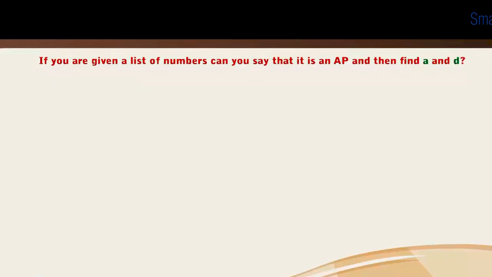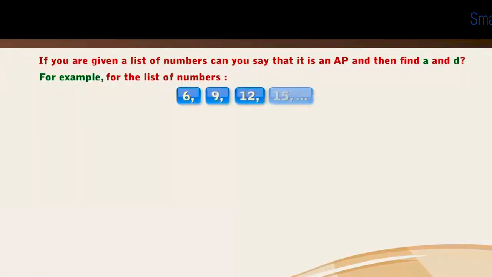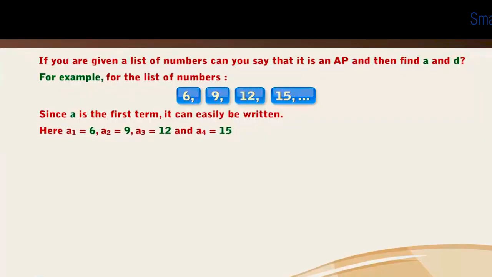Now, if you are given a list of numbers, can you tell whether it is an AP and then find a and d? For example, for the list of numbers 6, 9, 12, 15, and so on. Since a is the first term, it can easily be written. Here, a1 is equal to 6, a2 is equal to 9, a3 is equal to 12, and a4 is equal to 15.